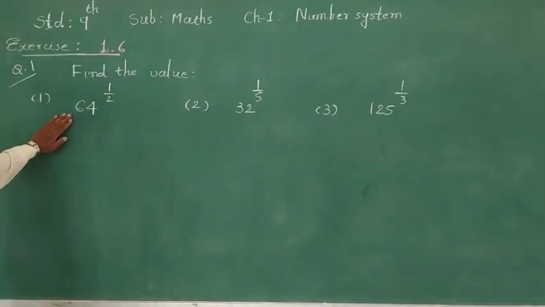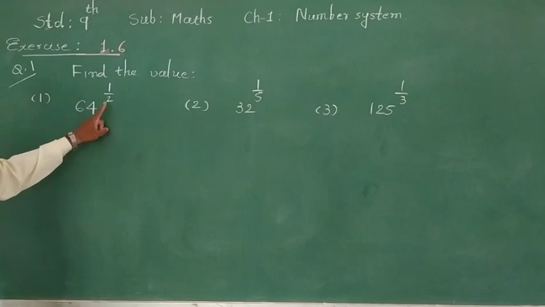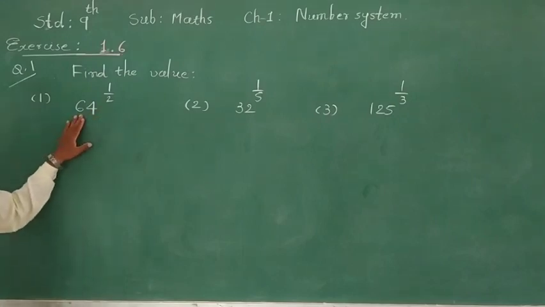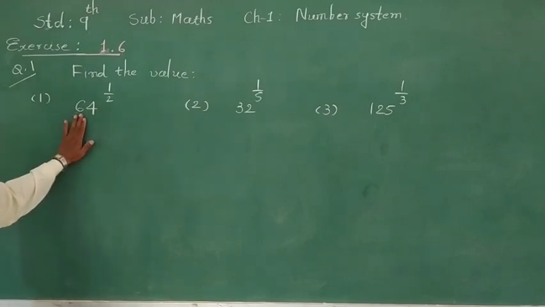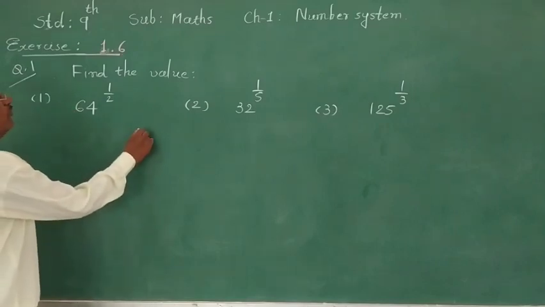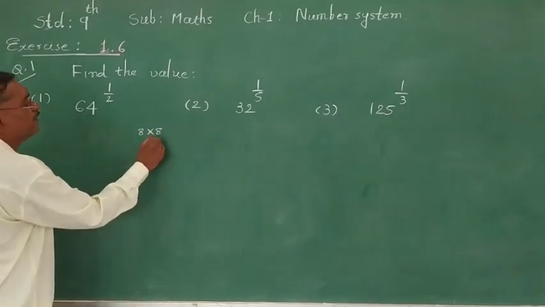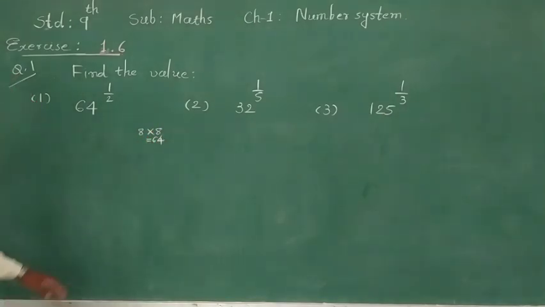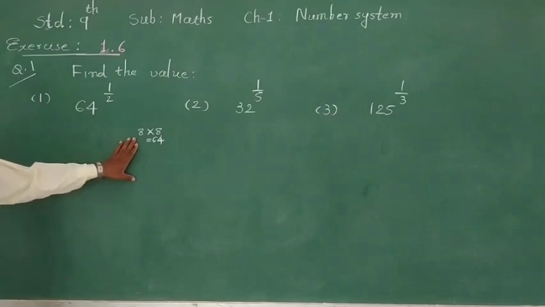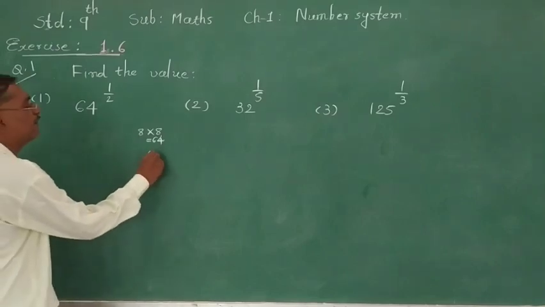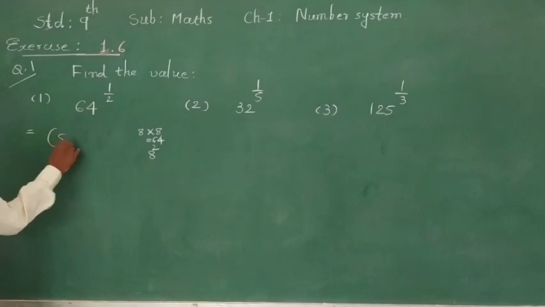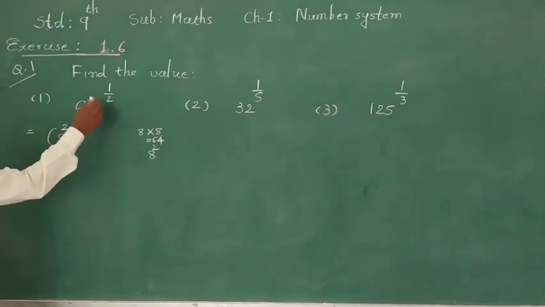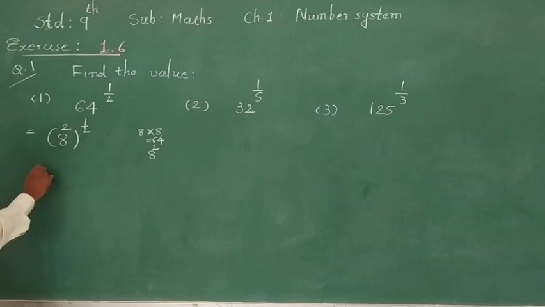So 64 here, exponent 1 upon 2, denominator is 2. So tell me a number which multiplied 2 times gives 64. Think and tell me. Now see, 64 is given. So we can think that 8 multiply 8 equal to 64. Okay, 8 multiply 8, we will get 64, means 8 square. So how to write? 8 square is 64 and exponent 1 upon 2.